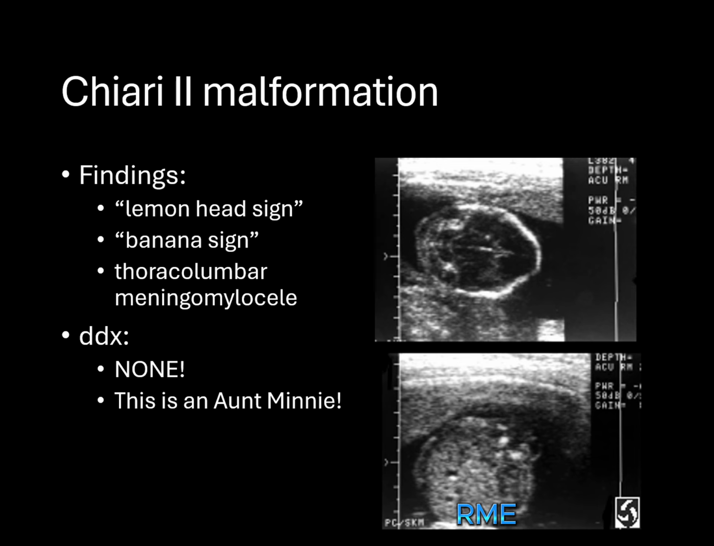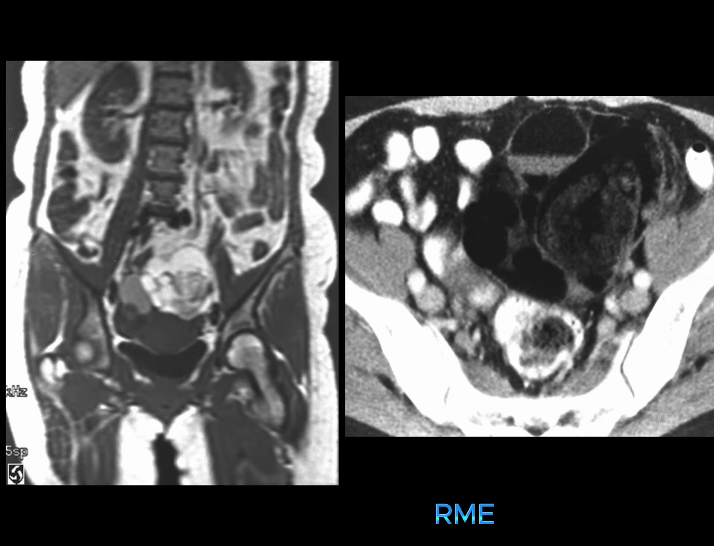There are no differential diagnoses here. It's an aunt minnie. To further evaluate, an MRI of the brain and spine can provide detailed images of the malformation. Management involves neurosurgical intervention to correct the anatomical abnormalities and prevent complications. Let's move to the next case.